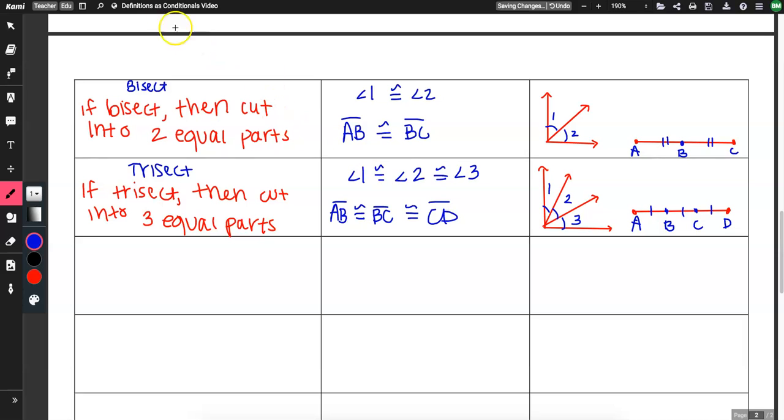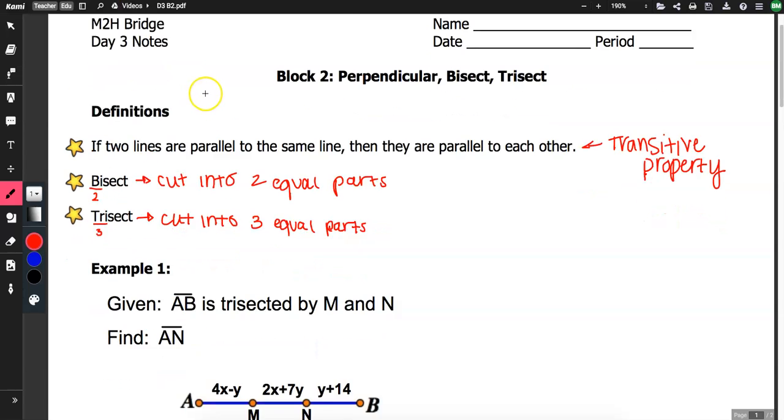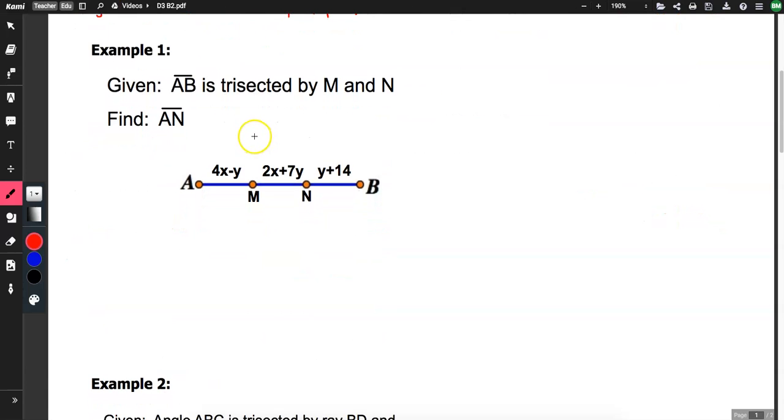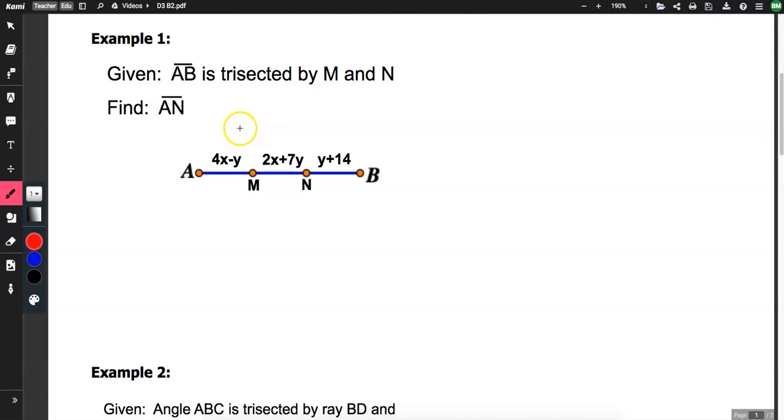Okay. So let's use those definitions a little bit here. We're going to do some algebra with them. We'll do one together. You'll do one on your own. The first one is looking at a segment. It says given that AB, so that's the entire segment here, is trisected by M and N, we want to find the length of AN. Okay, so if these are trisected, that means each piece is congruent. I see 2 variables. That gives me a clue right away. I'm probably going to be solving a system for this one. So using what I know about trisected, I can set any pair equal to each other.